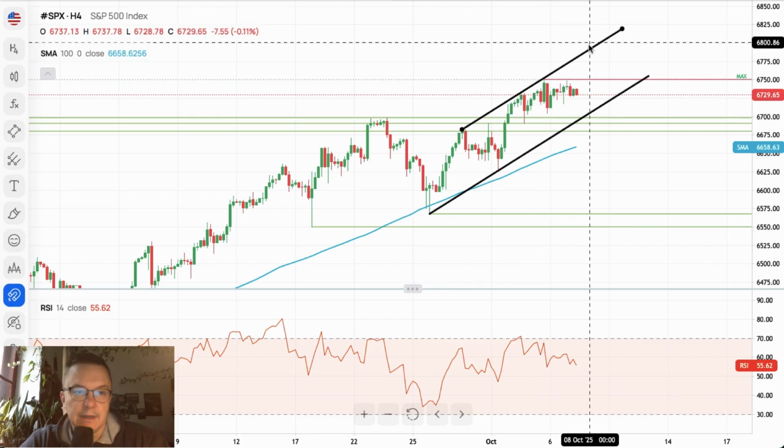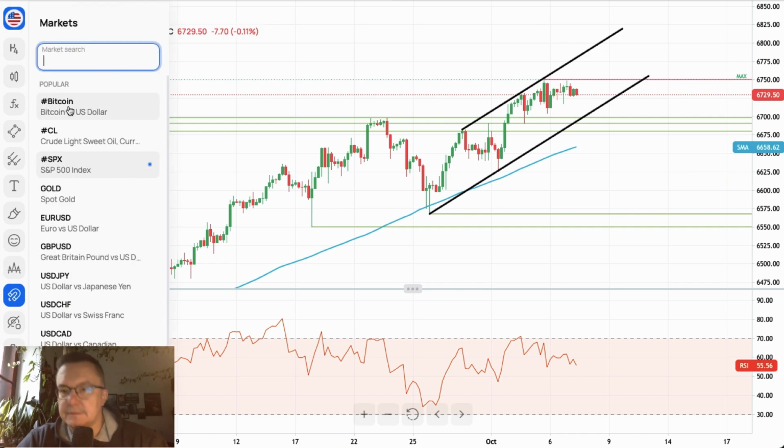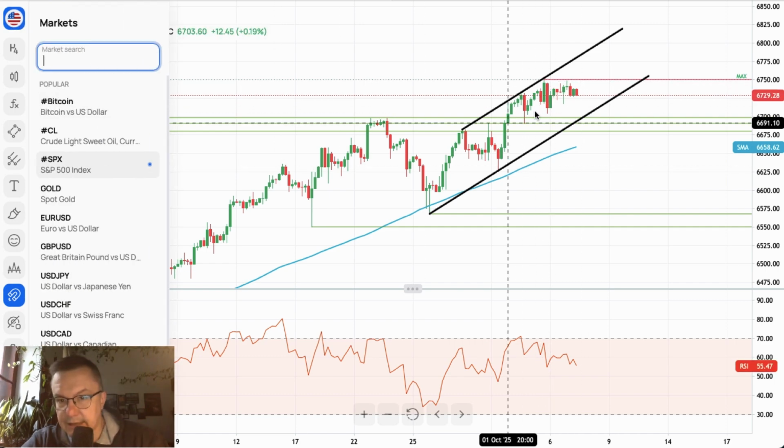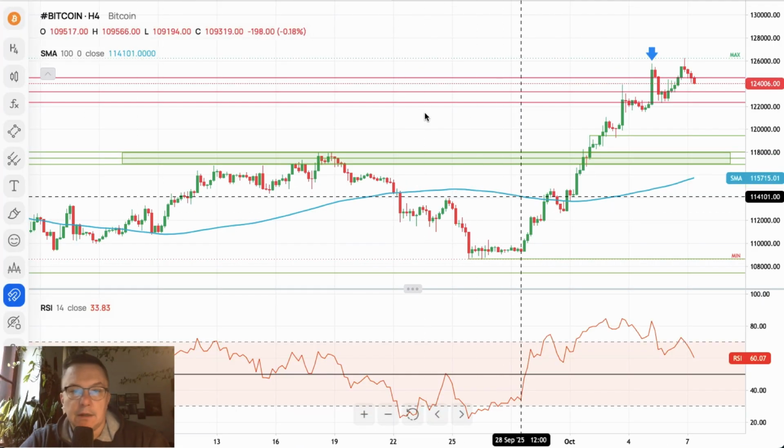So we are waiting for the breakout out of the channel on the S&P 500 during this situation here with the demand zone. Let's see what the Bitcoin can do.